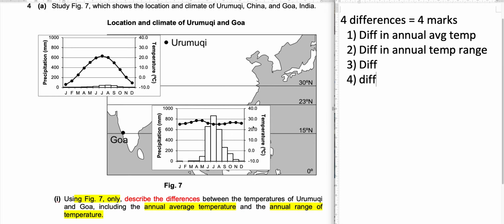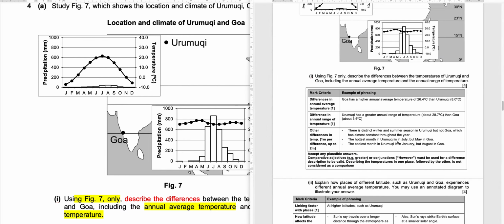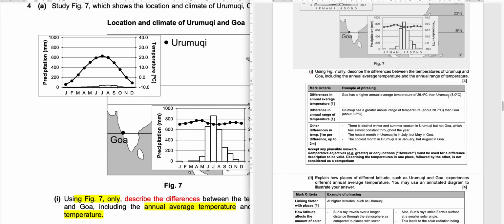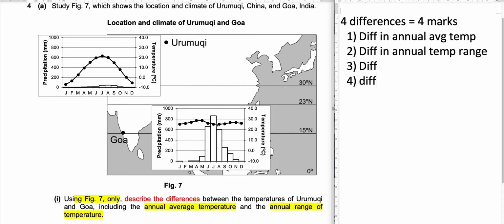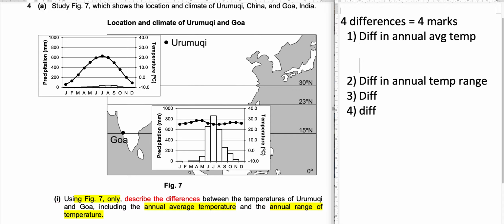Alright, so let's take a look at the annual average temperature. Well, if you take all the months and calculate, Urumqi's average is about, if I'm not wrong, 8. Okay, let me double check. Yeah, 8 degrees. Okay, whereas Goa is about 26.4.